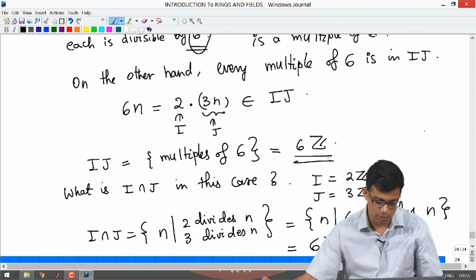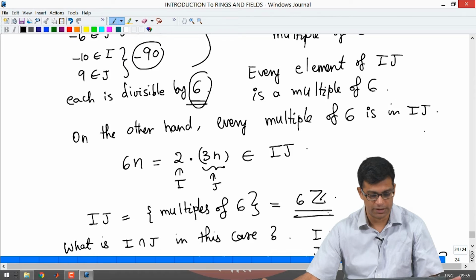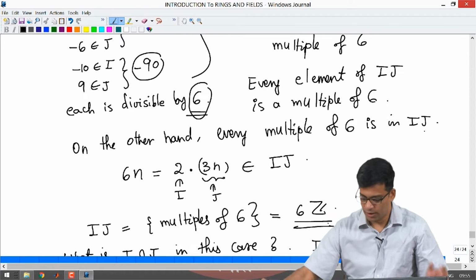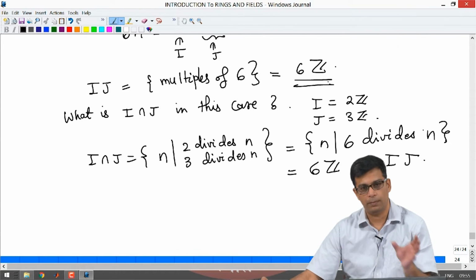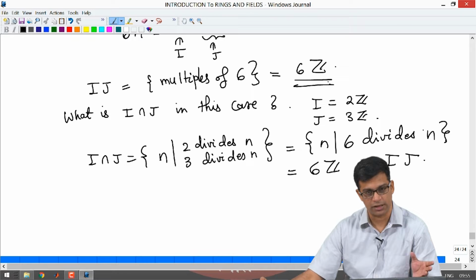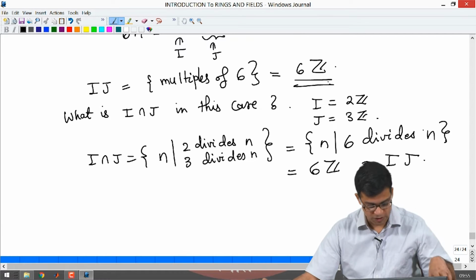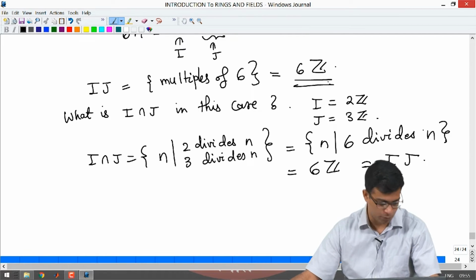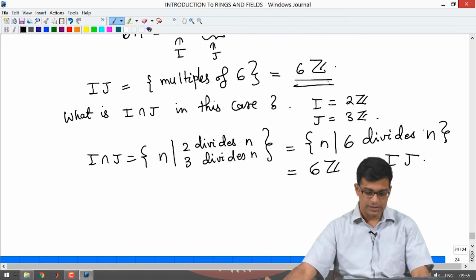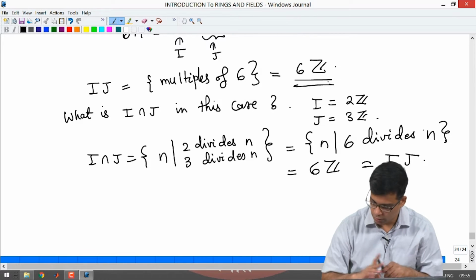So, in this specific example we computed I plus J. So, I plus J is often the biggest ideal that you can construct from I and J. IJ and I intersection J are inside I, they are smaller ideals, sometimes they happen to be equal. Okay. So, these are some operations on ideals.